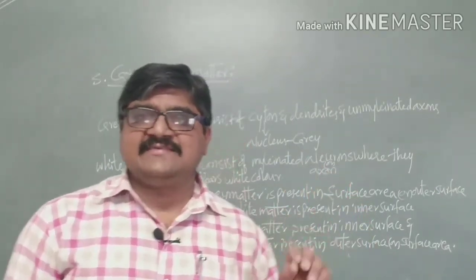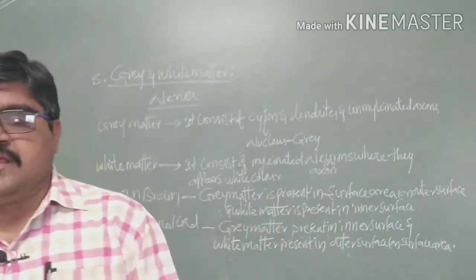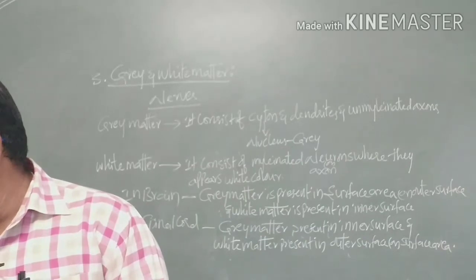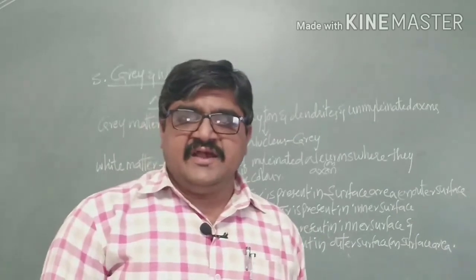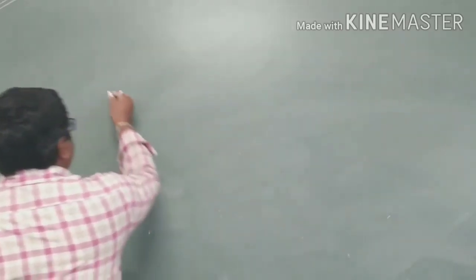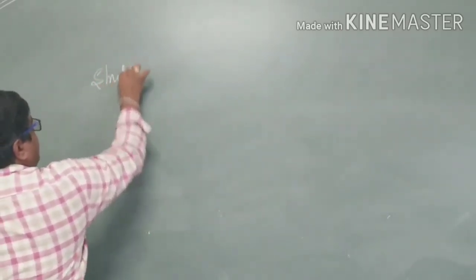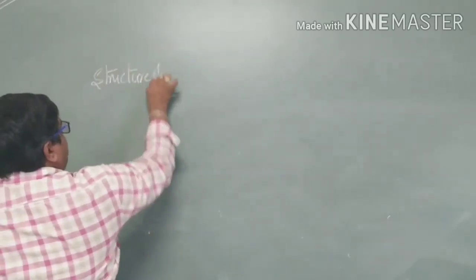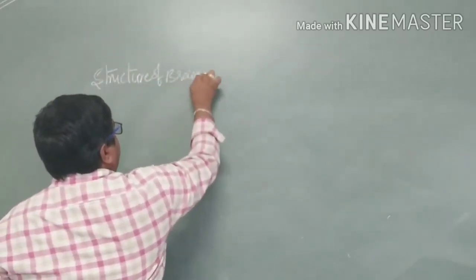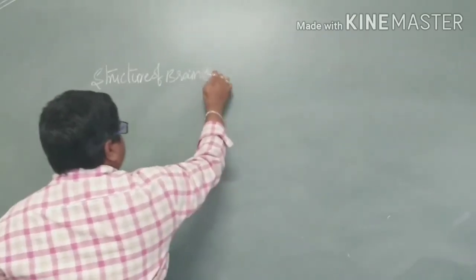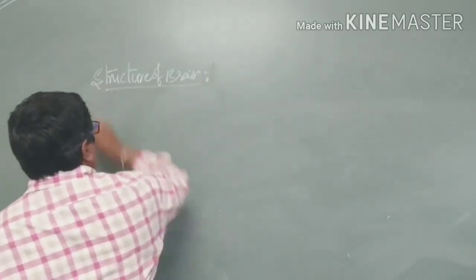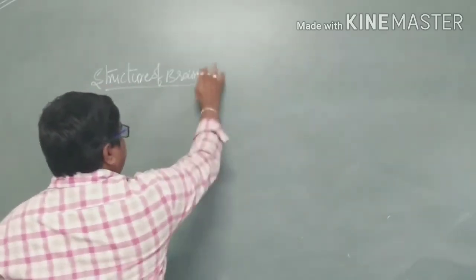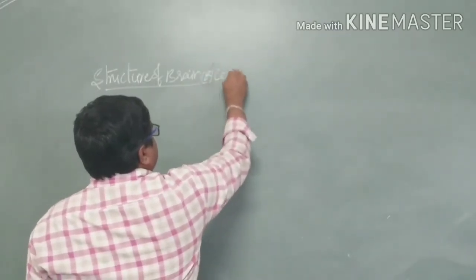Now coming to the structure of the brain. Briefly I will explain how this structure is presented. The structure of the brain or cranium, or otherwise we can call this the cerebrum also.